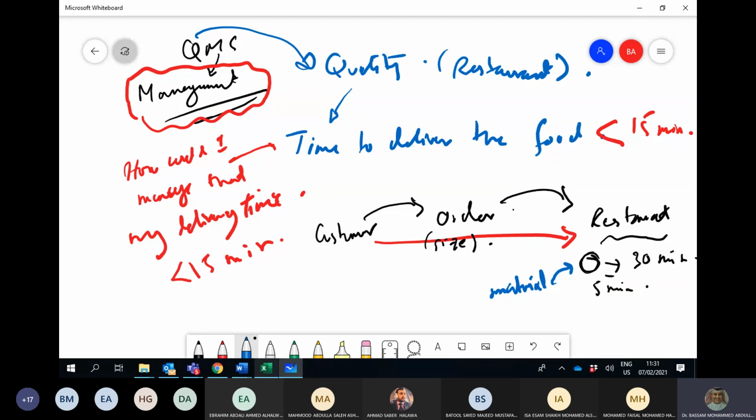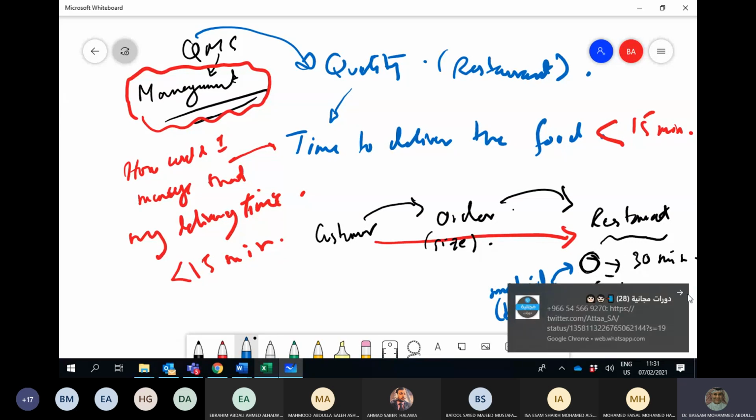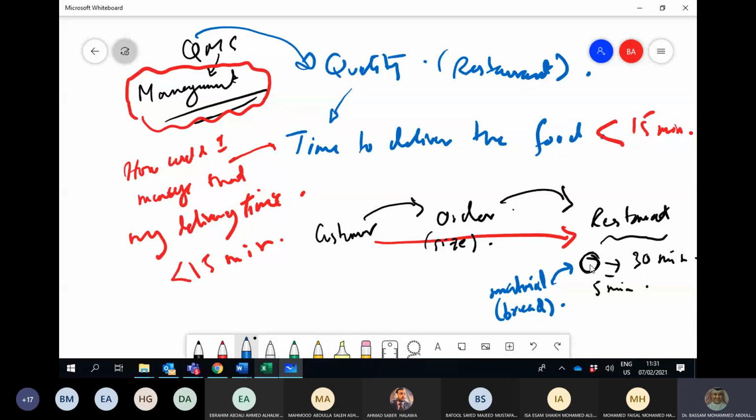I don't mean raw material. They did not have bread. So what did he do? The person went to the supermarket, bought some bread, and came back. And after he came back here, he started cooking it for me. So most of the time was taken because he didn't have things in place, ready.